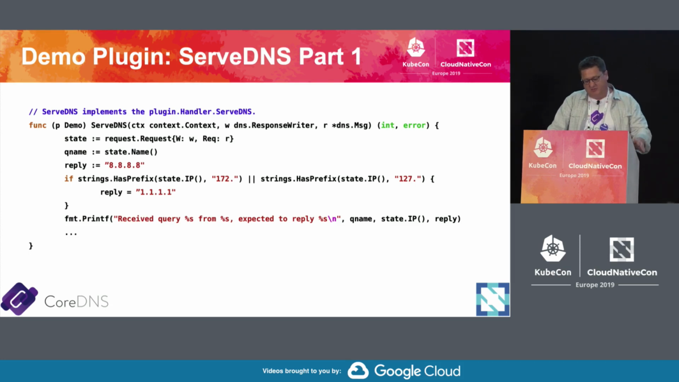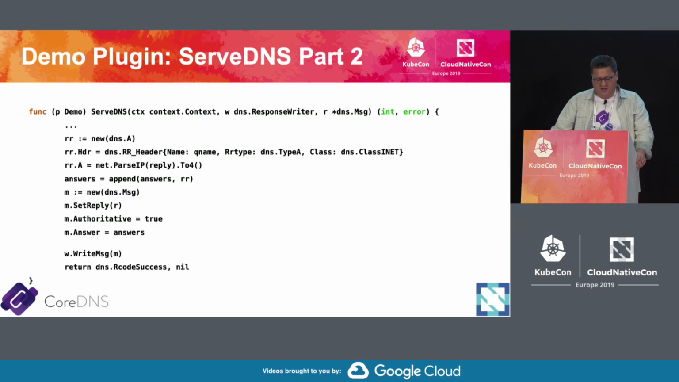In any case, in our simple demo plugin, all we do is look at the source IP. That's what this state.ip does. Based on its first octet, we set the reply address and log it for good measure. And from there, we just return the packet. In order to get that to work, you need to rebuild, of course. Well, not of course, actually. Let me go back on that.